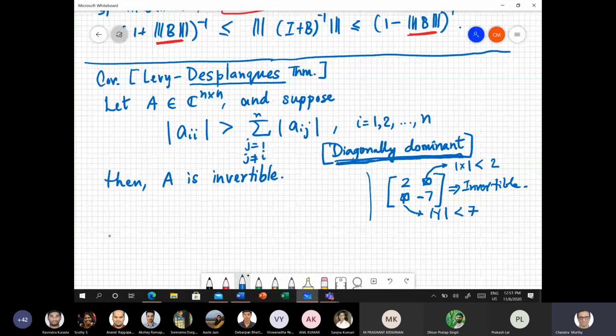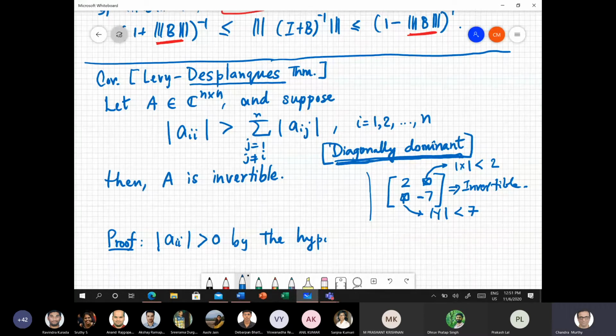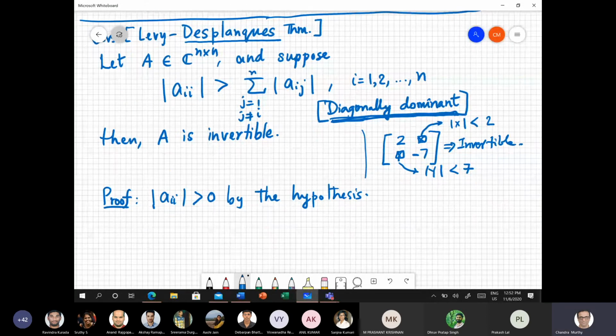So let's show this. Mod Aii is strictly bigger than the sum of all the off-diagonal terms in the same row, and these are all non-negative because each is the magnitude of some number. So this sum is greater than or equal to 0, which means mod Aii is strictly bigger than 0, by the hypothesis. That means that all the diagonal entries of this matrix are strictly positive in magnitude.